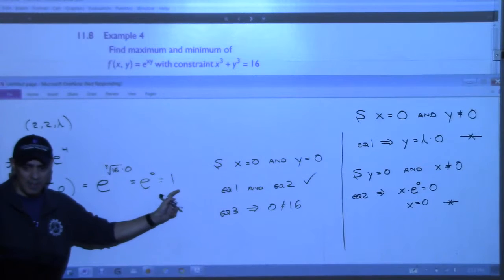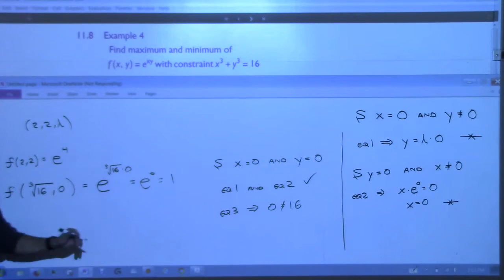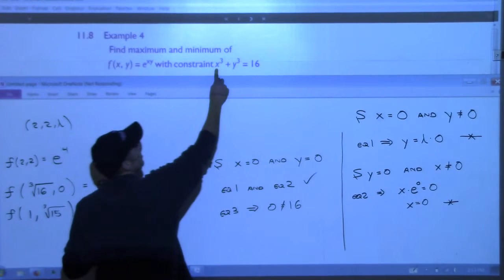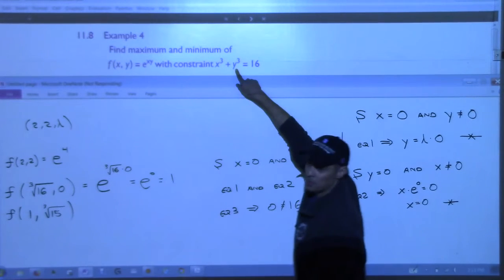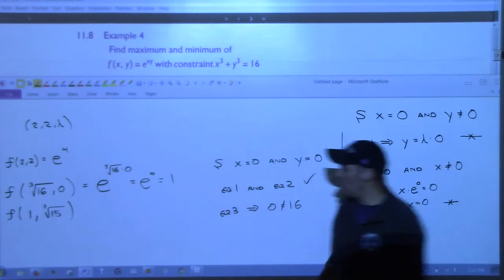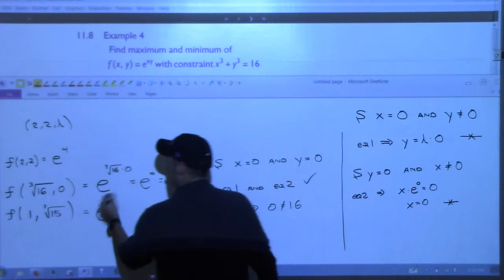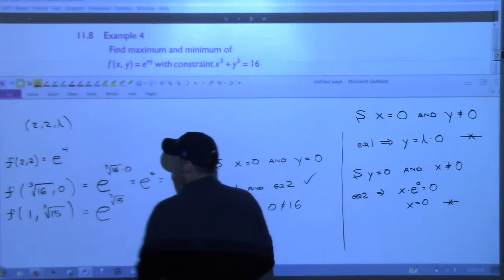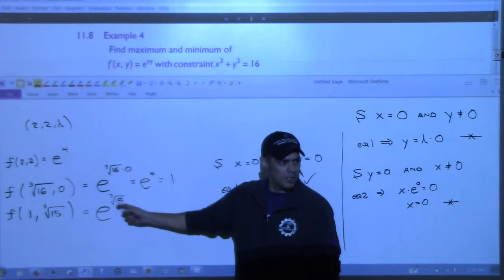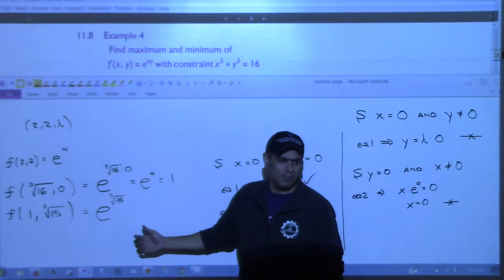Now, I'm not saying that this is the minimum. I'm just saying that if I pick any other point, doesn't matter which one you pick, I could do f of 1, cube root of 15, okay? If I do that, will it work? 1 here, 1 cubed is 1. What's the cube root of 15 cubed? 15, and 1 plus 15 would be 16, and that would be there, right? But if you plug it in, what do you get? E to the cube root of 15, and that is definitely still smaller than e to the 4th. What's the cube root of 15? I don't know. Smaller than 4 though, isn't it?